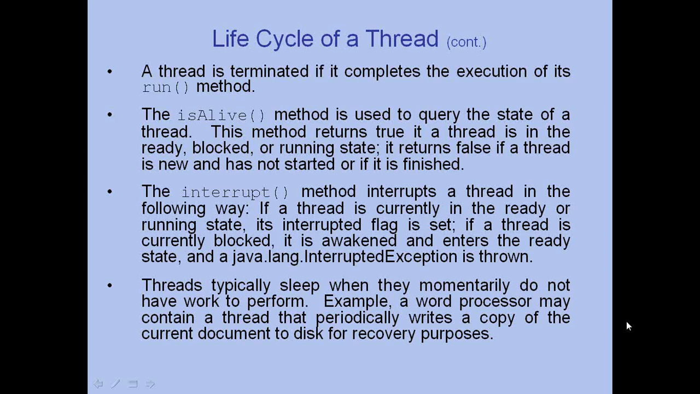And when the thread is executing, there is also an interrupt method that can interrupt the thread. When you interrupt the thread, it can throw what exception? I showed you the checked exception. InterruptedException. Yeah, so it can throw an exception. That's why those methods that can throw InterruptedException have to be in what blocks? Try catch. Yeah, those should be in try catch. So the interrupt method interrupts a thread in the following way. If a thread is currently in the ready or running state, just a minute, guys. Okay.